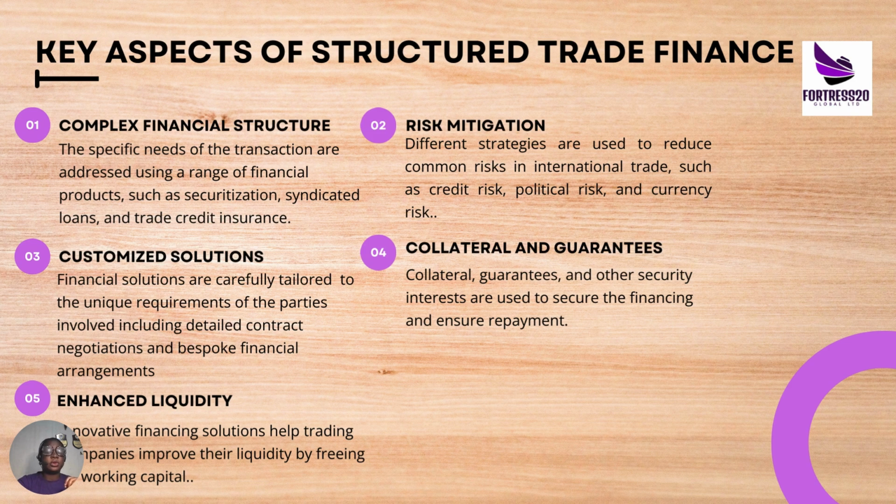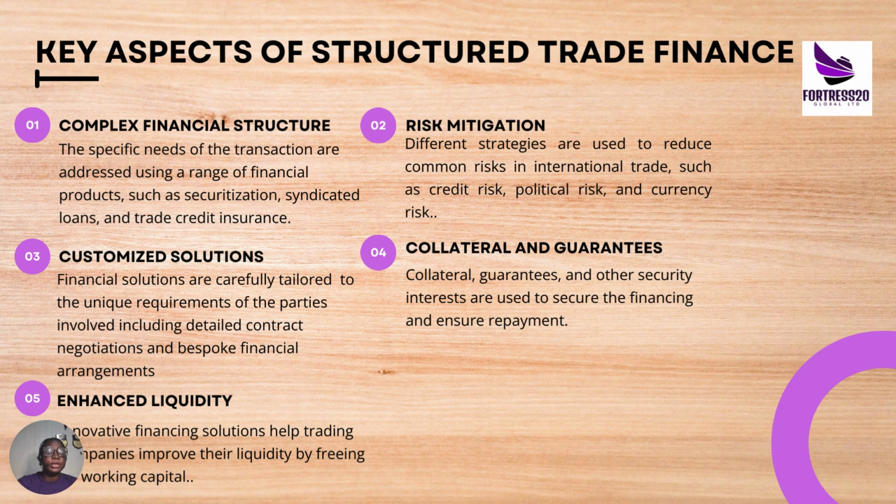The key aspects of structured trade finance include complex financial structures. To meet the specific needs of a transaction, various financial products are used, including securitization, syndicated loans, and trade credit insurance. The second key aspect is risk mitigation. Different strategies are used to reduce common risks in international trade, such as credit risk, political risk, and currency risk.